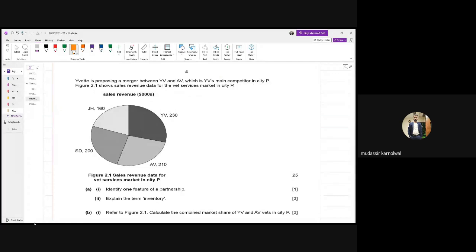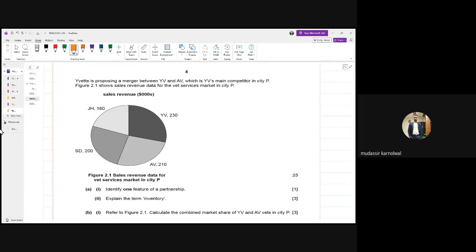Now, merger between YV and AV, which is YV's main competitor. So which type of growth or which type of integration is it? When you are merging with your main competitor, which type of integration is it? Horizontal, yes. They have given you the pie chart, sales revenue in $1,000, JH, YV, AV, and SD. So technically, AV and YV are the market leaders having the most sales. Okay, and highest market share as well.